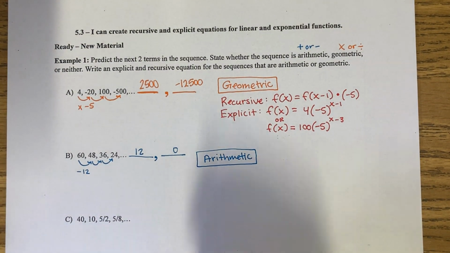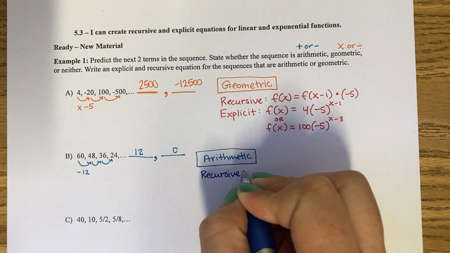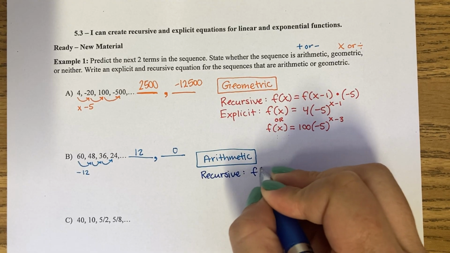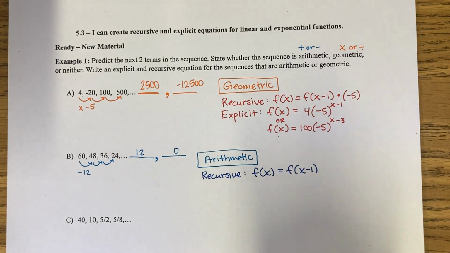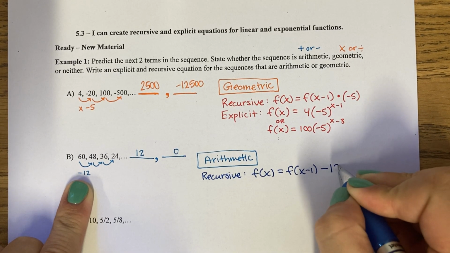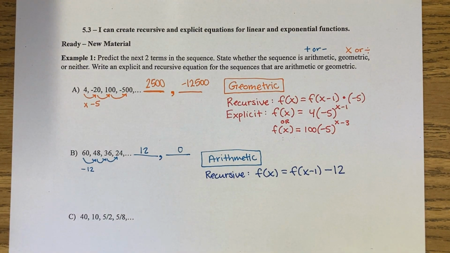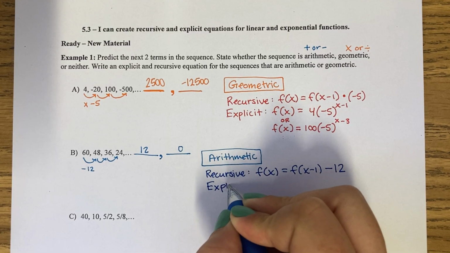So when I write my recursive, remember how I told you you're going to get tired of this? F of x equals f of x minus 1. Recursive every time. And the pattern goes at the end. Subtract 12. That's the recursive. Explicit.